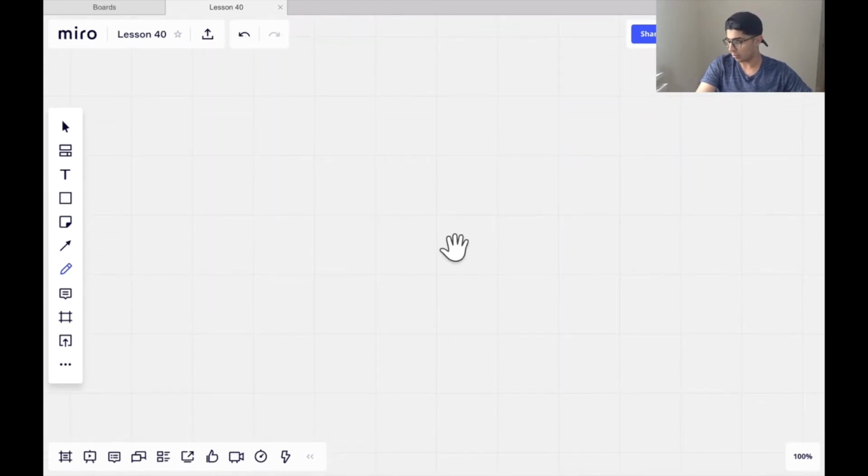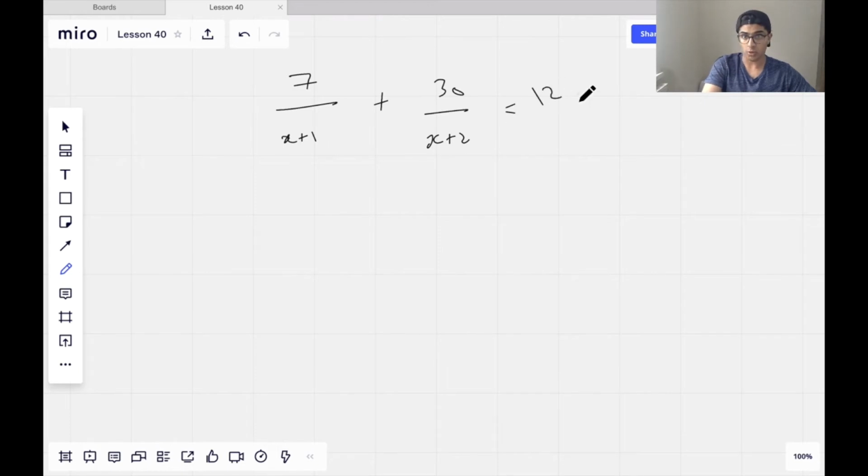So say, for example, we have 7 over x plus 1 plus 30 over x plus 2 is equal to 12. In this case, we have x's in the denominator, but we can't really solve for them like that. So what's best is to multiply up by x plus 2 and x plus 1 in order to make our lives a bit easier.